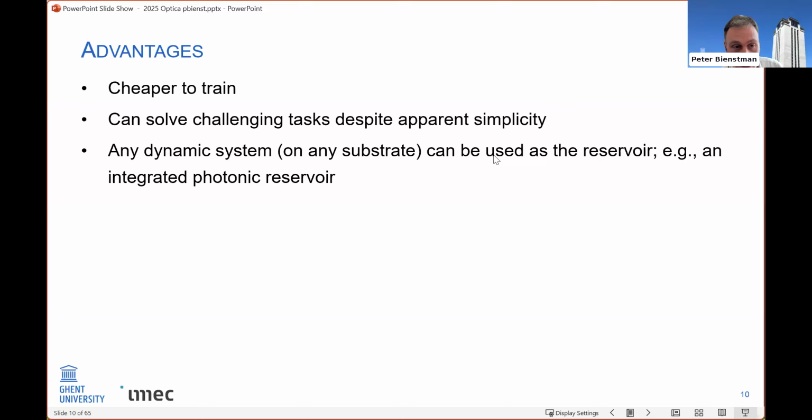What's also very interesting is that for the tasks that I'm going to discuss later, we don't really need huge networks with a bazillion nodes, but very small networks, because they're also recurrently reused in time, and we can still do useful tasks. That's very interesting for hardware implementation. Basically, as soon as you have a nonlinear dynamical system, you can use it as a reservoir. And for our nonlinear dynamical systems, we will be using integrated photonic reservoirs.